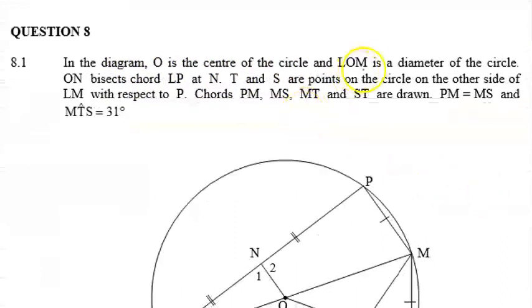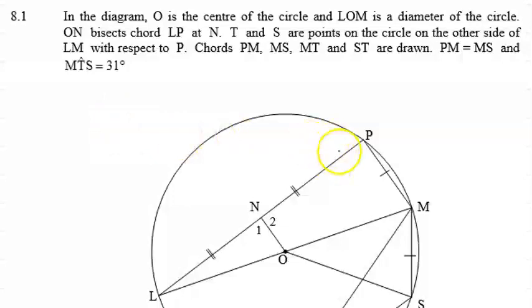circle and LOM is the diameter of the circle. ON bisects chord LP at N. T and S are points on the circle on the other side of LM with respect to P. Chords PM, MS, MT, and ST are drawn. PM equals MS and MTS equals 31 degrees.